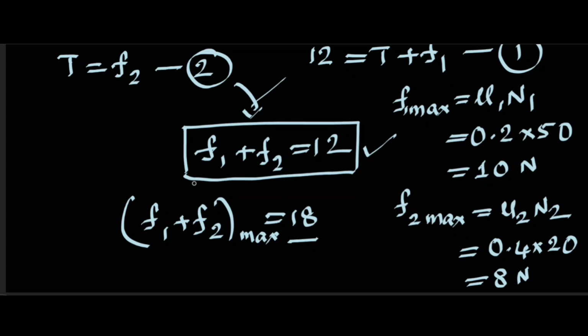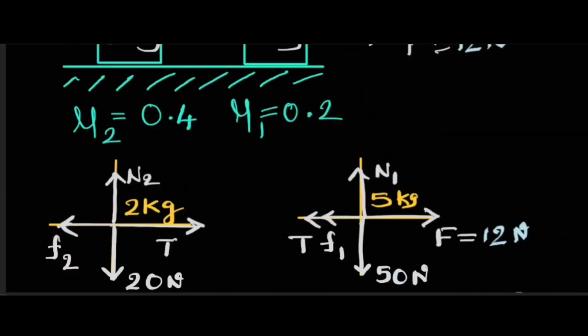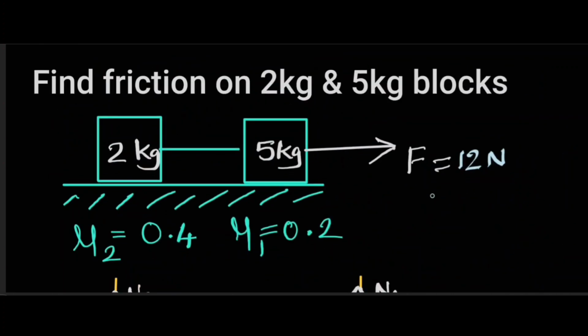We have to figure out what is the exact value of F1 and F2 that got adjusted to in this particular scenario. For that, the logic I'm going to apply is this. Because we are applying force on the 5 kg block, I'll start my analysis from the 5 kg block.